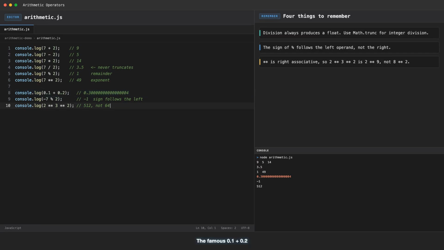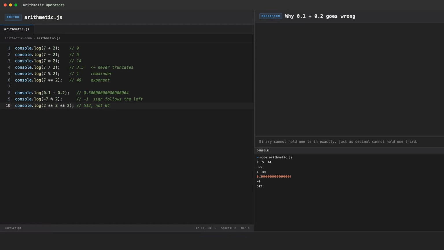Now for the example everyone has seen screenshots of. We add 0.1 to 0.2. Every human knows the answer is 0.3. JavaScript prints 0.3 followed by a tiny error. People post this as proof that the language is broken. It is not a JavaScript bug at all. Python, Java, C, and Ruby all produce the same result. It comes from how computers store decimal numbers in binary.